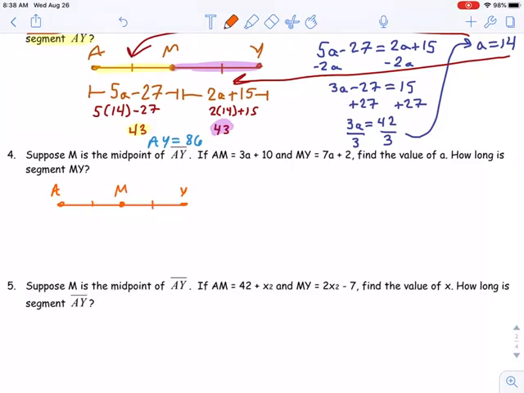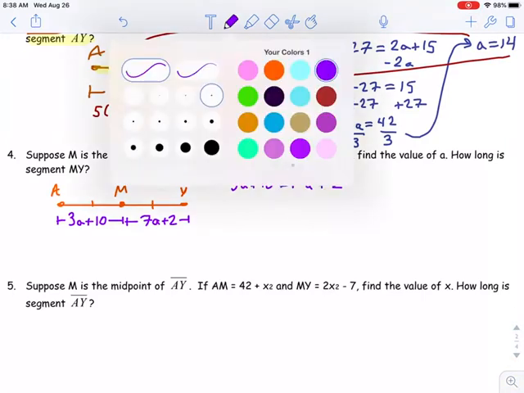it. All right, so now it's telling me that AM is 3A plus 10, MY is 7A plus 2. All right, so again, I'm given the left half, the right half. Now I'm just going to set them equal to each other. 3A plus 10 equals 7A plus 2. Cool beans.